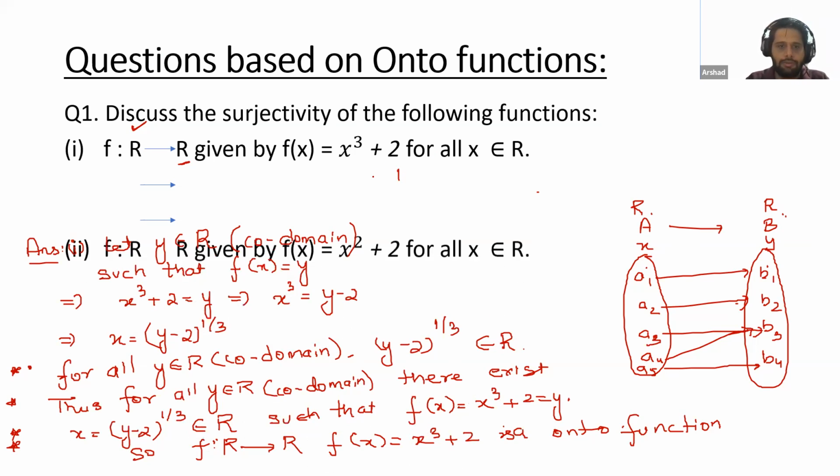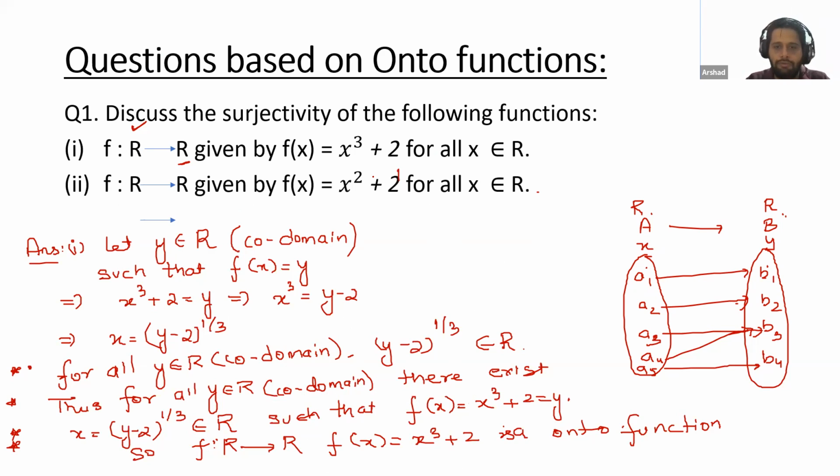The next question is this one. Please try this question and tell me whether this is onto or not. And one more thing: if you know that this is not onto, the same thing which we did in relations, then you can just give a simple example. You can write that these elements do not have their preimages.